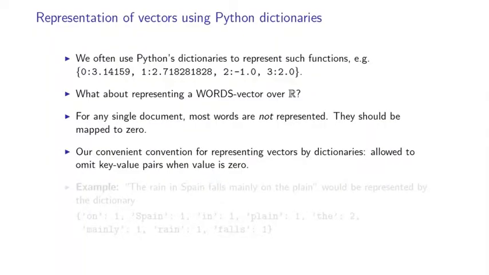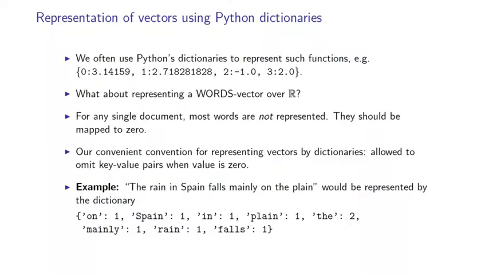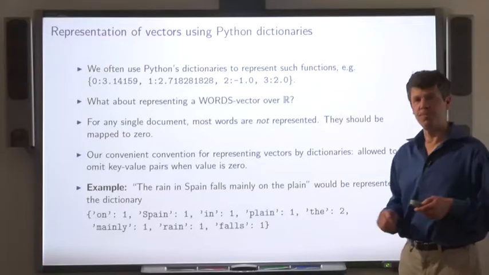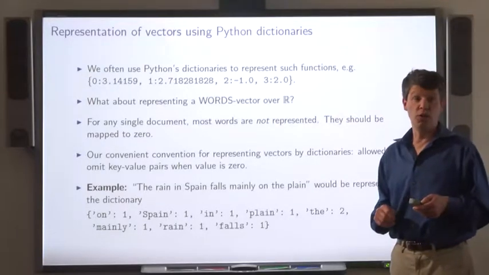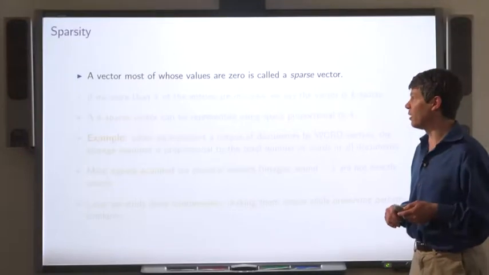We adopt the convention that key-value pairs where the value is 0 can be omitted from the dictionary. So the document, the rain in Spain falls mainly on the plain, would be represented by this function. We haven't represented those words that don't occur in the document.